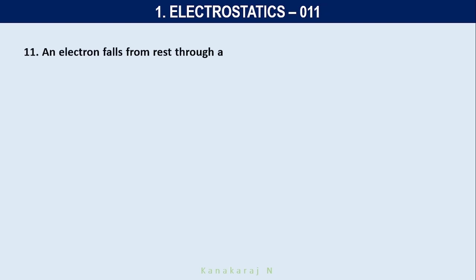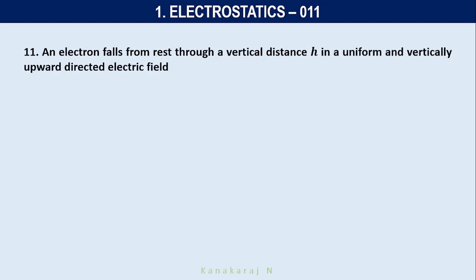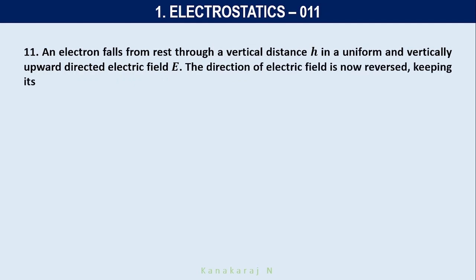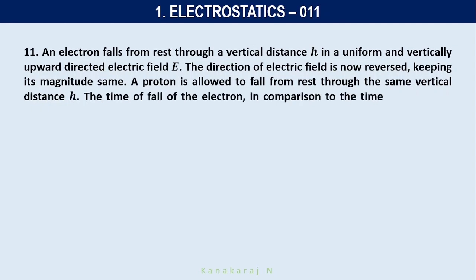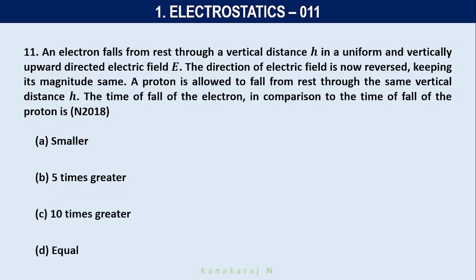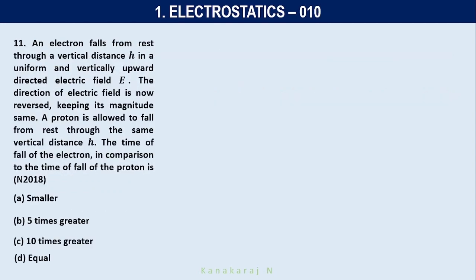An electron falls from rest through a vertical distance h in a uniform and vertically upward directed electric field E. The direction of electric field is now reversed, keeping its magnitude same. A proton is allowed to fall from rest through the same vertical distance h. The time of fall of electron in comparison to the time of fall of proton is. Four options are given. Let us go for the answer.